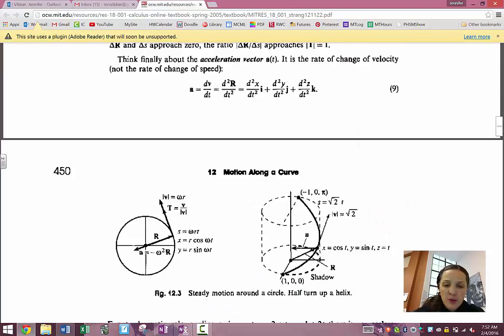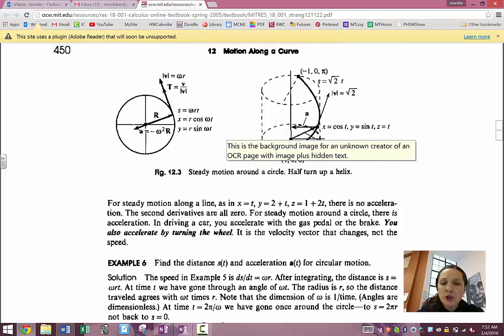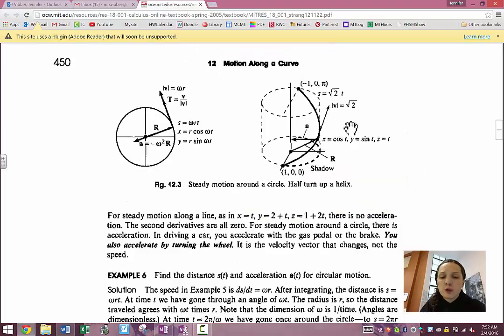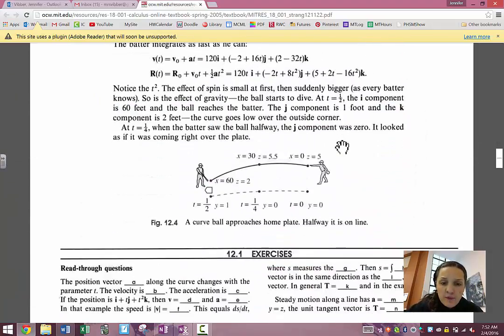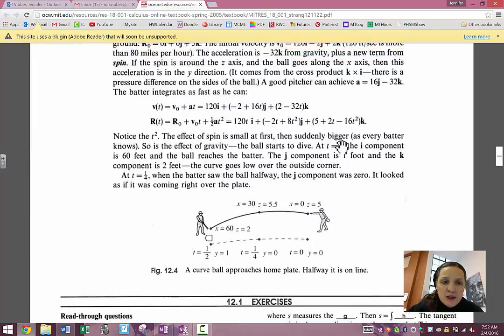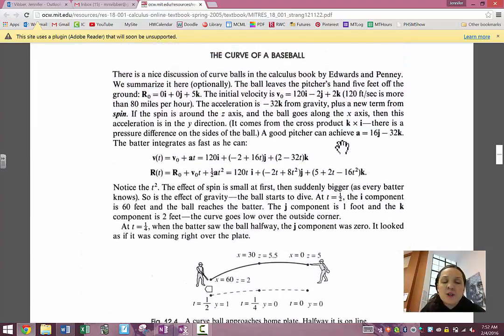The one thing I wanted to talk about is that idea that motion along a curve, yes, you can have projectile motion, but if you look at this one right here, this shows that curveball idea that I was talking about. If you had a baseball that you threw along a helix, that's the curve that a curveball would take for baseball. They also go a little bit further. It says, there is a nice discussion of curveballs in the calculus textbook by Edwards and Penney. They summarize it right here.